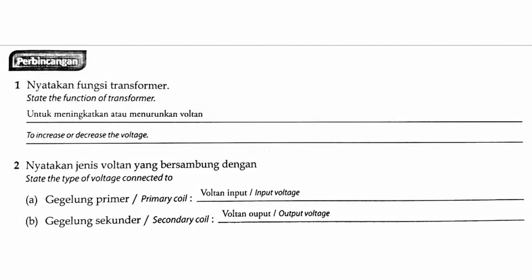State the function of transformer. To increase or decrease the voltage. State the type of voltage connected to. Primary coil, input voltage. Secondary coil, output voltage.